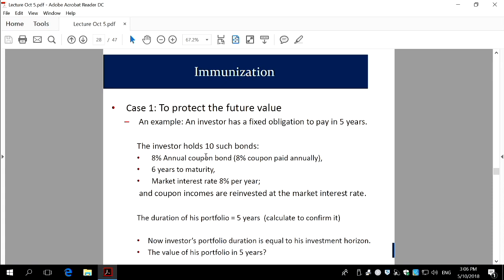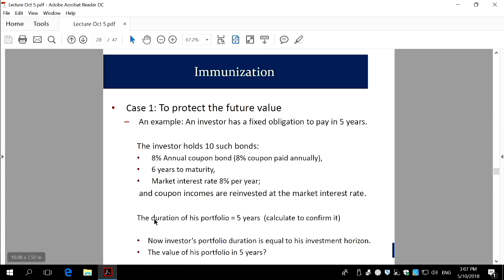So today, the investor's portfolio holds 10 bonds. The bonds have an 8% annual coupon rate. This is a special case. This is not semi-annual. It's just 8% paid annually in this particular example, and 6 years to maturity. And the market interest rate is 8% per year. This is also the yield rate. And coupon income is reinvested at the market interest rate.